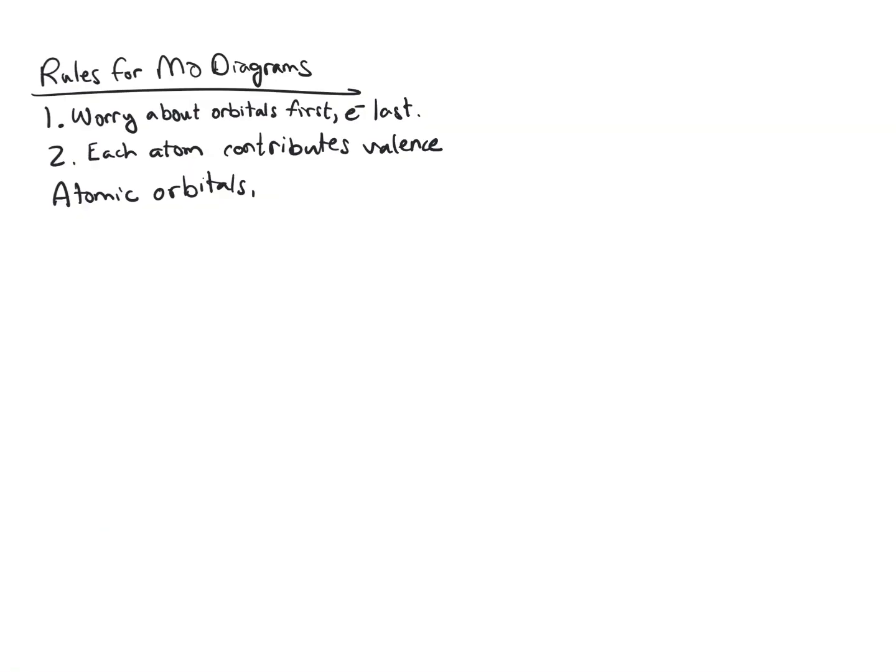So I think it's useful to just start by doing an example for MO theory. When we think about a molecular orbital diagram, we're going to start by thinking about our orbitals, and then at the end we'll fill it with electrons, just like when we did atomic electron configurations. Each atom is going to contribute its valence atomic orbitals to the picture. So let's use H2 as an example.